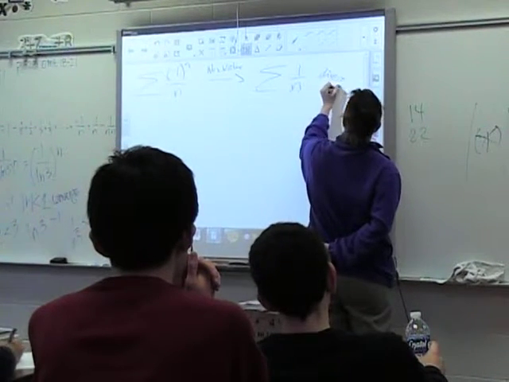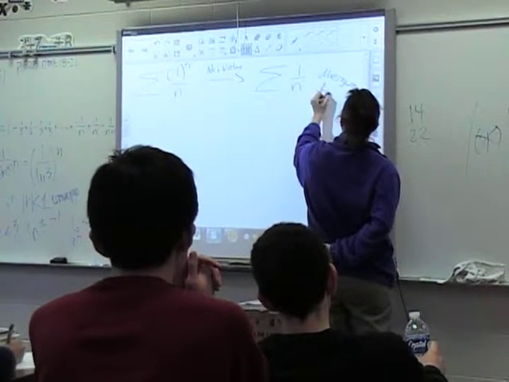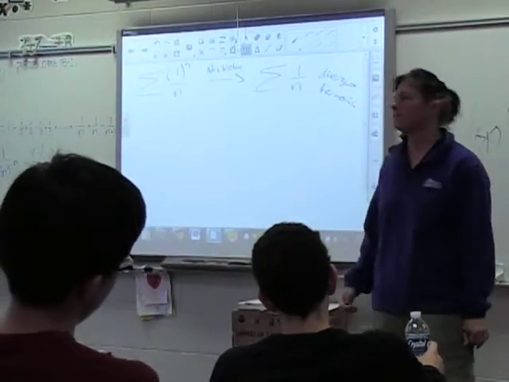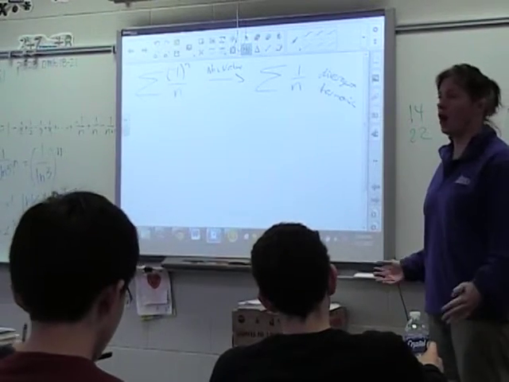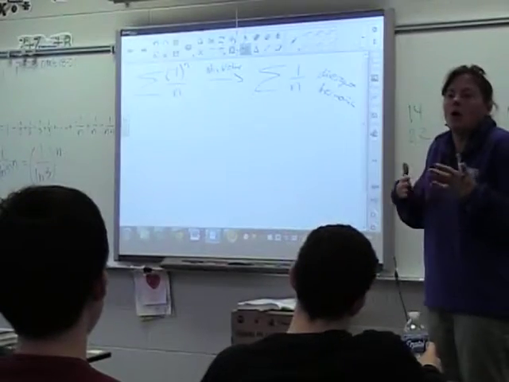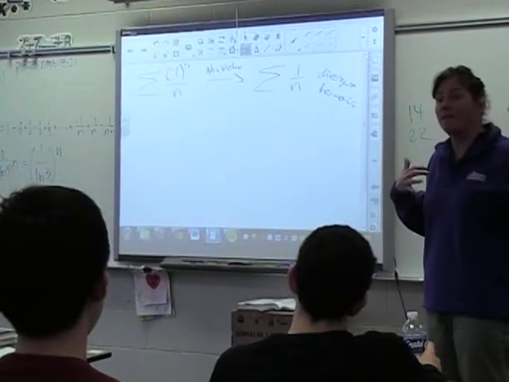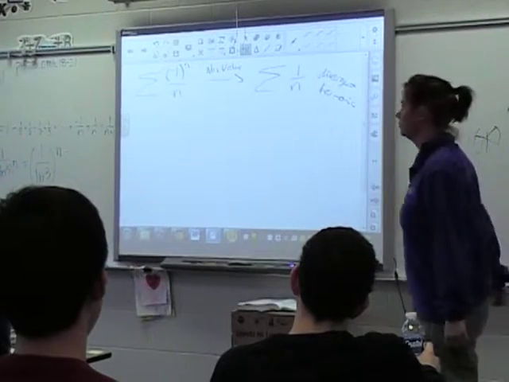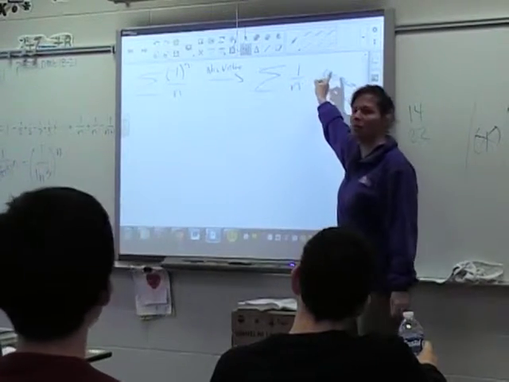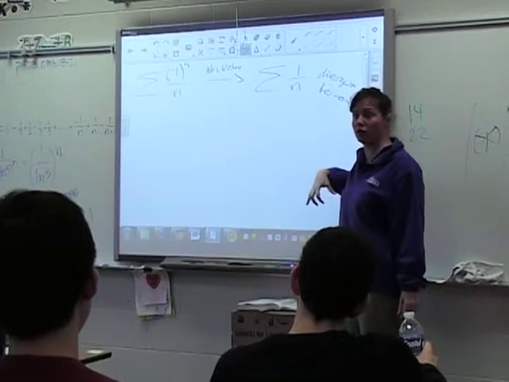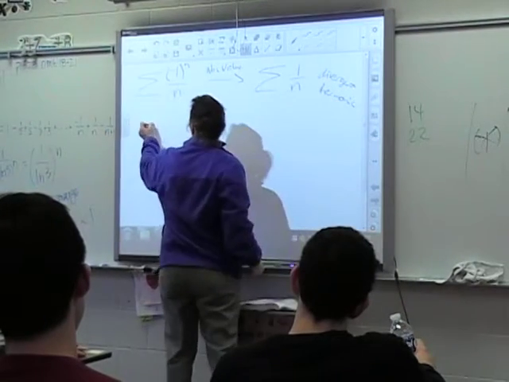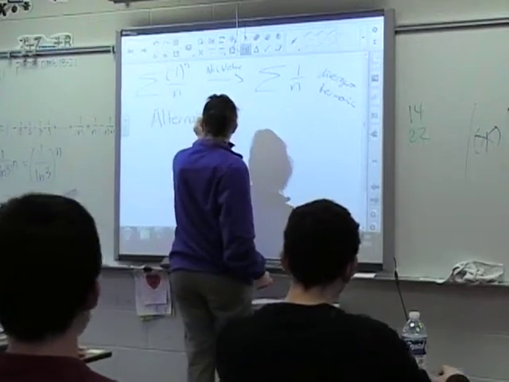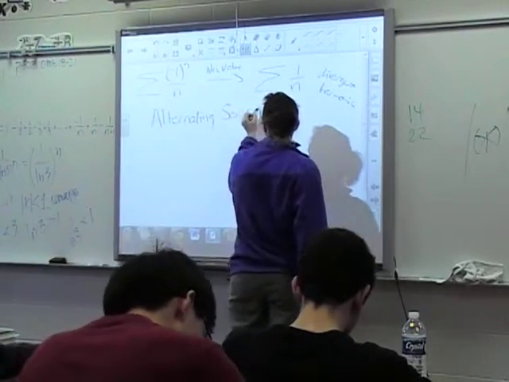That's my divergent harmonic. But you could say because P equals 1, that's fine. Alright, so now I want to know, by making pretty much half of them negative, is this going to give me a finite number? If we take the absolute value of it and it diverges, then we're going to use the alternating series test.